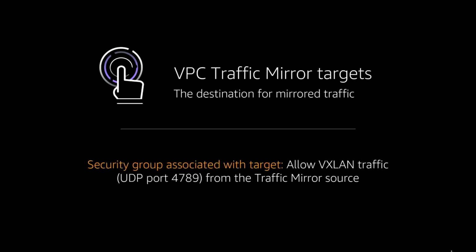Very important aspect is make sure that on your target you allow VXLAN traffic to come in from sources. This is because when we mirror the traffic, we encapsulate the packet with VXLAN, making it a UDP packet. Another key thing I want to make sure is that when you choose your target, it is your responsibility to not overload the target by sending traffic more than what it is capable of processing. Because of this reason, we encourage you to use Network Load Balancer as a target so that you don't have to worry about high availability or the processing capacity of your monitoring appliance.